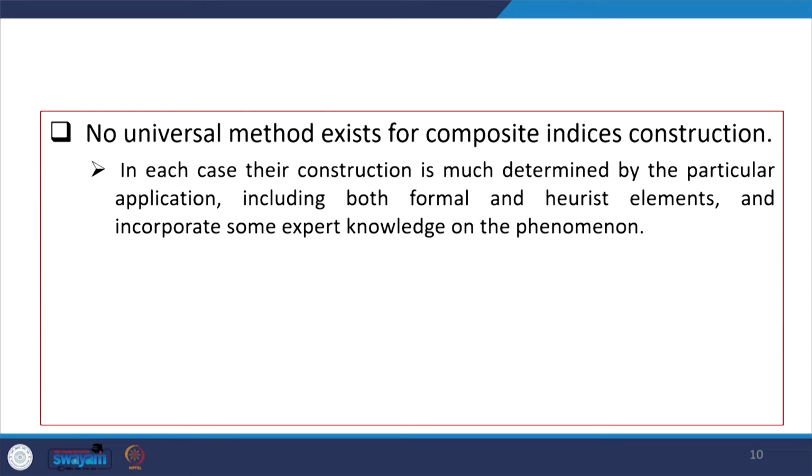No universal method exists for composite index construction. So you should not be confused about whether these composite indices are the best or the worst, or should not be used. There is no single universal method that is widely accepted by all. Rather, PCA to a large extent is widely used. In each case, the construction is largely determined by the particular application, including both formal and heuristic elements, and incorporates some expert knowledge on the particular phenomena.